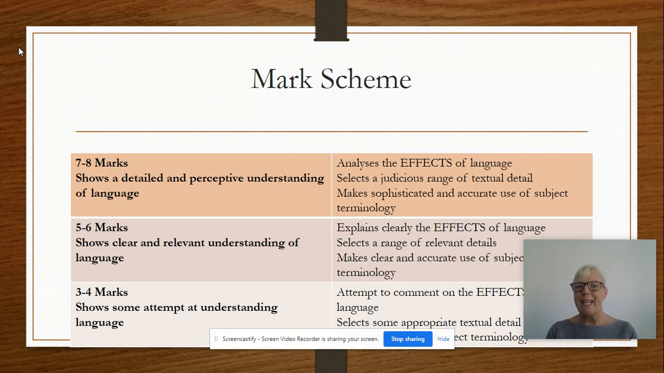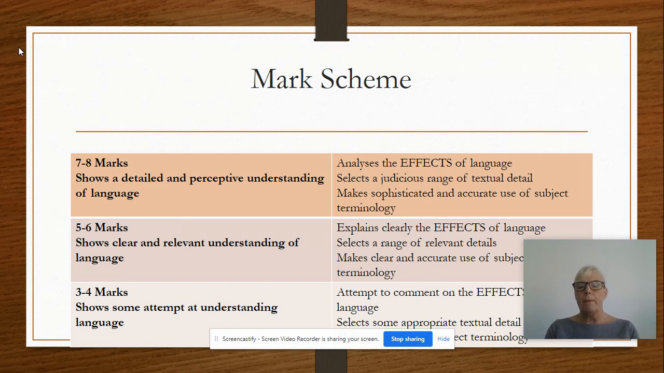So what does that mean? It means that in that 5 to 6 marks, you can explain clearly the effect of language, and you can select a range of relevant details. That's your quotes from the text, which must be relevant to the effect that you're talking about. And you can make clear and accurate use of subject terminology. That means knowing those nouns, those verbs, those metaphors correctly, and being able to label the language quite clearly.